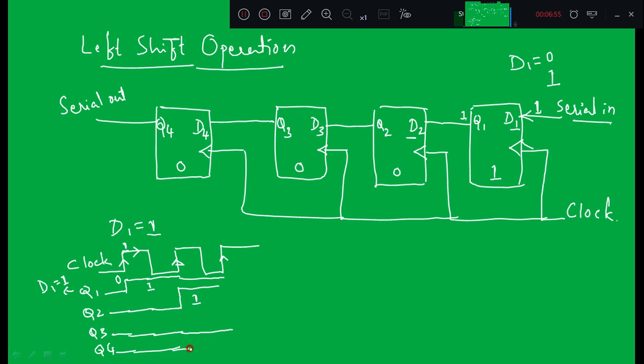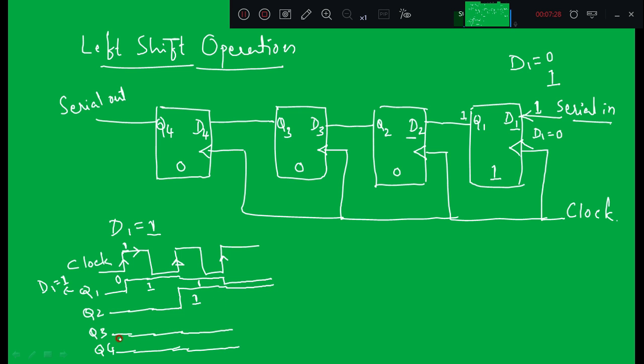And what about q3 and q4? They remain equal to 0, right? So next what I'll do, see here I'll make d1 equal to 0. So once I make d1 equal to 0, what happens? In the first flip-flop, 0 gets loaded, and the previous flip-flop output was 1. This one is given to the second flip-flop where d2 is equal to 1. That means q2 remains in its previous state, that is 1.